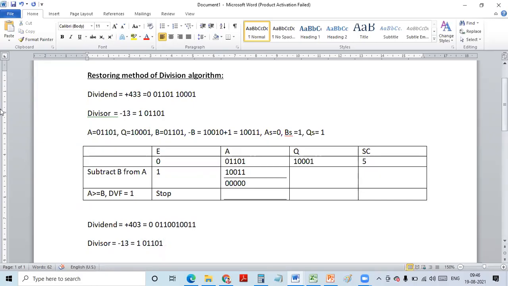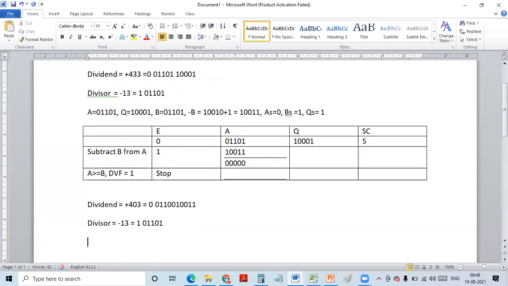Now take the same table. What are the values of A? The first most significant bits of the dividend, 0, 1, 1, 0, 0, are A, and Q is 1, 0, 0, 1, 1. B is 0, 1, 1, 0, 1. So here itself your A is less than B, since it is 12 and 13. So you can proceed for the division. There is no division overflow flag. Here itself we can conclude.